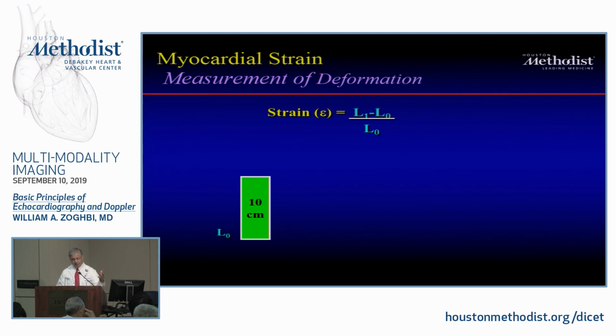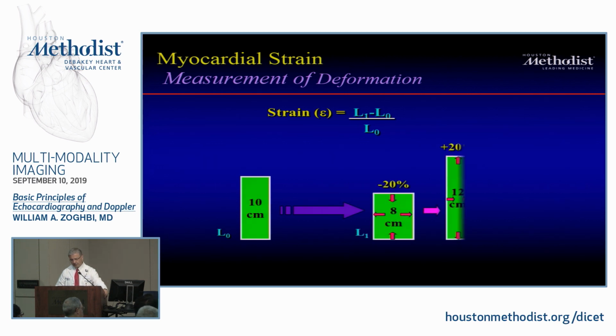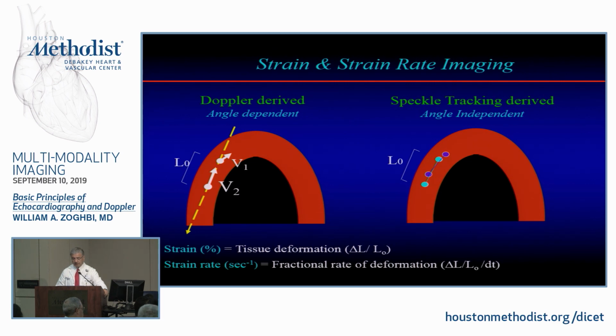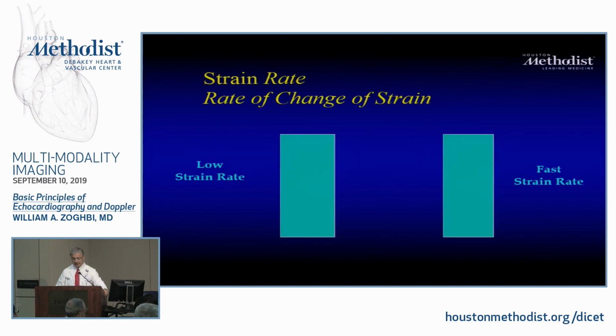And strain is the deformation of this piece of muscle that could be in 3 vectors. Yes, you look in 2D, you look at one plane of it, but it's actually being deformed in different planes. So if this is L0 and it shrinks down, the strain is minus 20%. If it lengthens by that much, it's plus 20%. And if it doesn't change at all, it's 0%. And yes, we started with Doppler, but speckle tracking is much better. And this is strain rate, okay? So this is a slow strain rate as opposed to a fast strain rate.